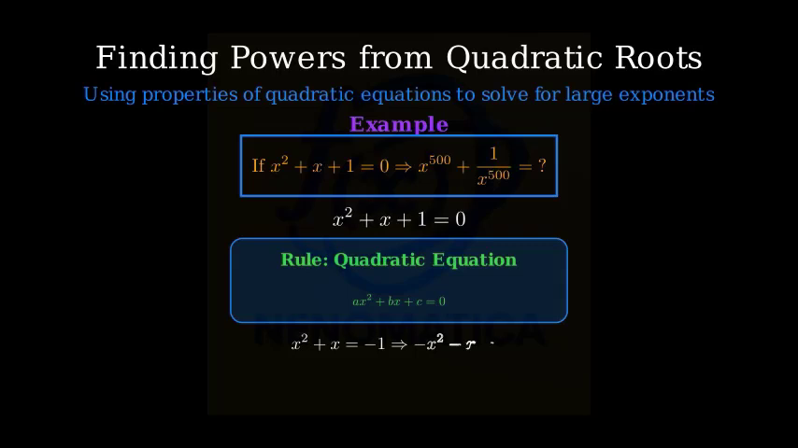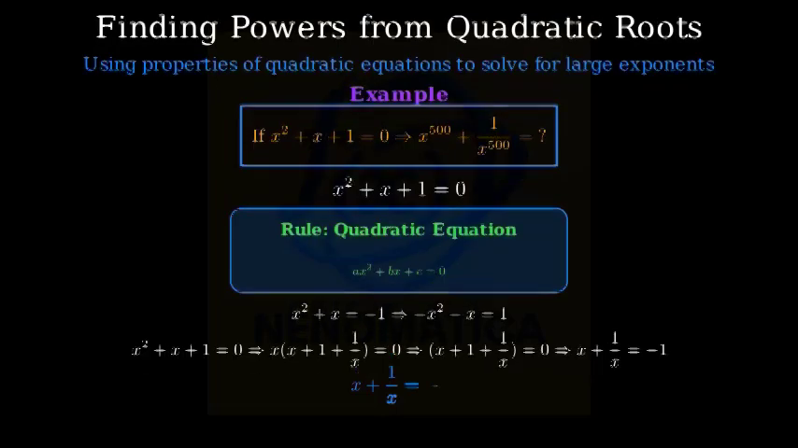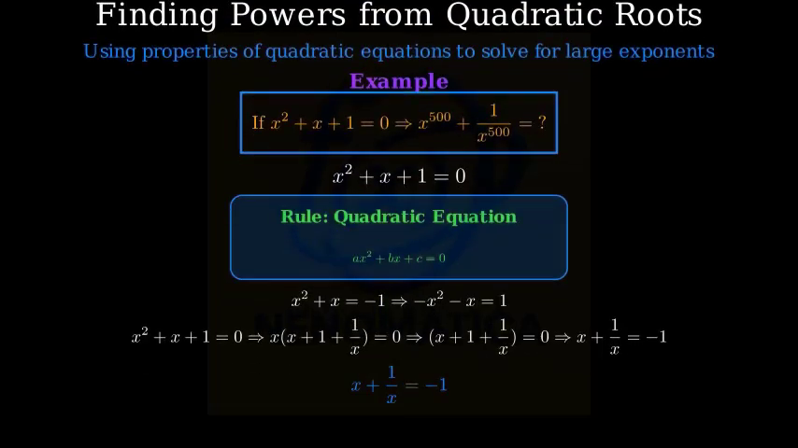First, we can rearrange the equation to x squared plus x equals -1, which means negative x squared minus x equals 1. Alternatively, we can rewrite our original equation as x times the quantity x plus 1 over x equals 0, which simplifies to x plus 1 over x equals 0. This means x plus 1 over x equals -1.